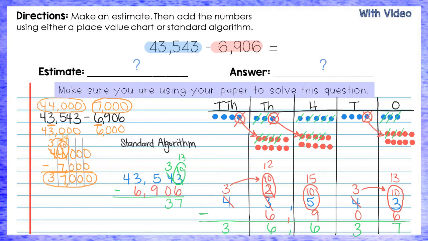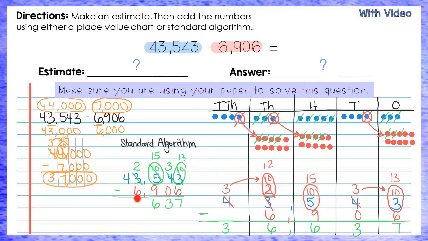We have 5. Can we take away 9? Nope, we need to regroup from the thousands. So now we will have 2 thousands because we're going to use 1,000 as 10 hundreds. That gives us 15 hundreds. 15 minus 9, start at 9, count up to 15. 9, 10, 11, 12, 13, 14, 15. That's 6. Now we have 2.